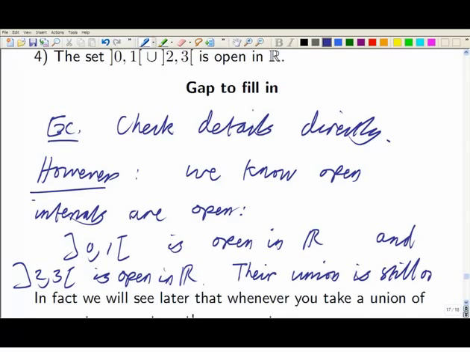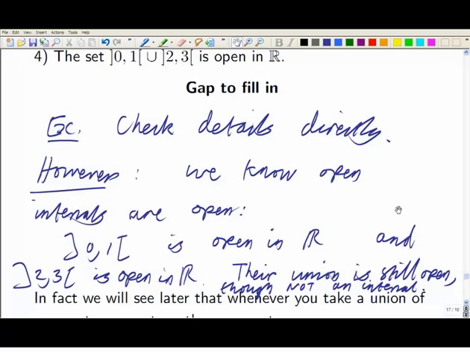But this union is not an interval anymore. So we haven't yet proved this, but we're going to see in a bit that whenever you take a union of some open sets, you get another open set. So this will be a special case. So their union is still open, though it's not an interval. So it's not an interval anymore, but it is open.